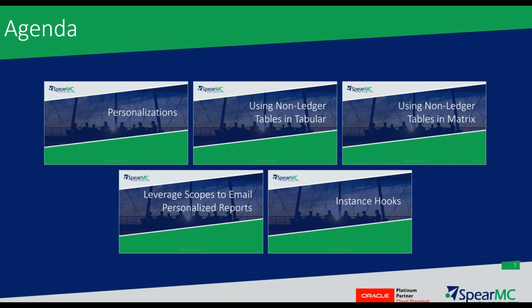And then I've got a really cool example about using scopes to actually email personalized reports to people, which is something you won't find in PeopleBooks. I've got some examples and some how-to on how to do that. And then we'll finish up with an example of instance hooks and how those can be used to meet your needs. All right, let's get into it.